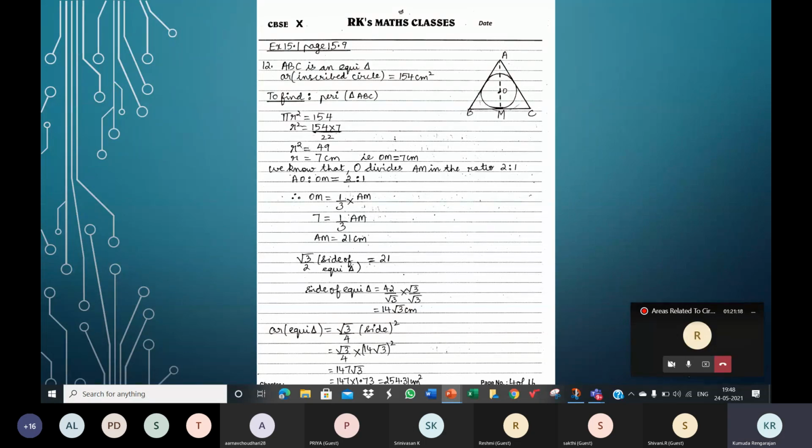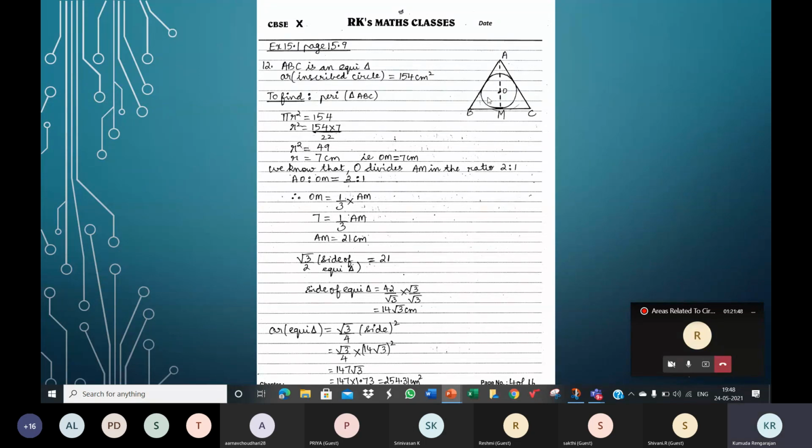Now, in other triangles, this point centroid and the orthocenter will not coincide. They'll be two different points. But in an equilateral triangle, the position of the orthocenter is the same as the position of the centroid, because the altitudes and the medians coincide here. The altitudes and the medians coincide in an equilateral triangle. So whichever is the orthocenter will also be the centroid.